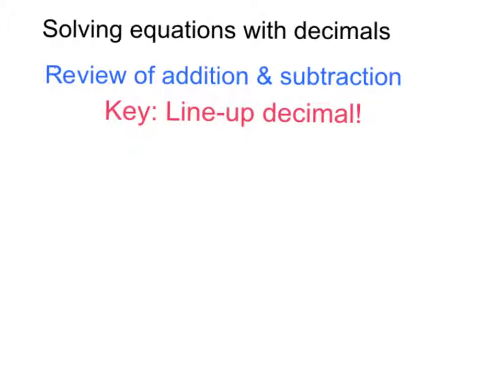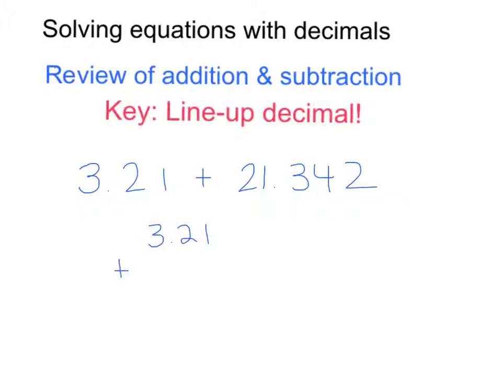When we're adding and subtracting, the key is to line up the decimals. So for example, if I asked you what 3.21 plus 21.342 adds up to, I would start with the 3.21 because that's the first number. So I would begin with the decimal here, so the 1 would go here, the 2 would go here, the 3 and the 4 and the 2. And in order to add them, I would add a 0 here to hold the place, but I would make sure my decimals are all lined up.